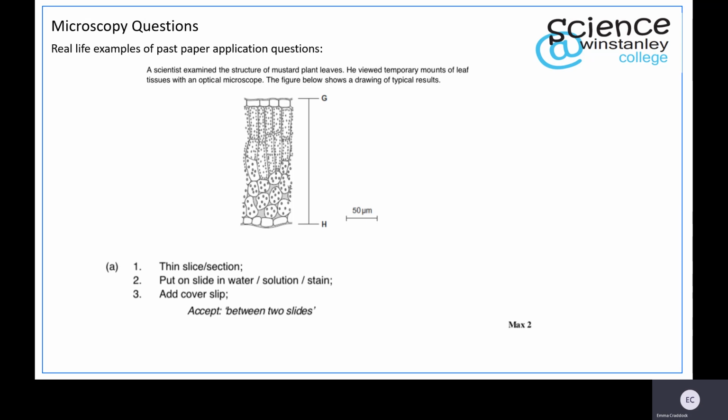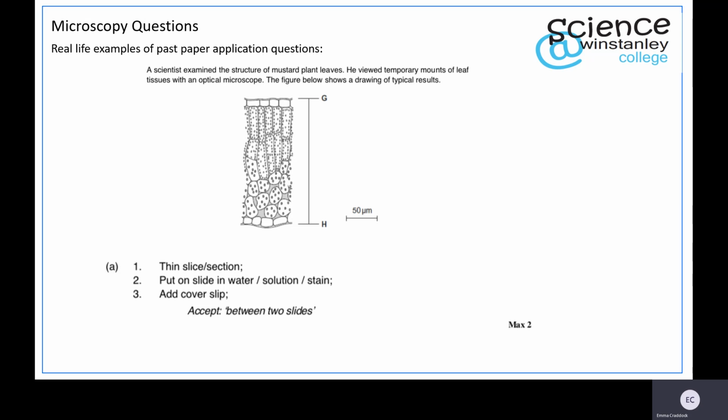Your first mark is for taking a thin slice or section. The second is for putting on a slide of water or solution or a stain, so you might have said iodine stain. And then the third one is to add your cover slip. Or some schools will put it between two slides, but generally you add a cover slip. So you'd say it's thin, and you say you add water because the water helps it hold to the slide, and it also helps your cover slip to stick, and you need to mention that cover slip. You have a maximum of 2 marks. So you said it was thin and you added a cover slip, then that would have been okay.